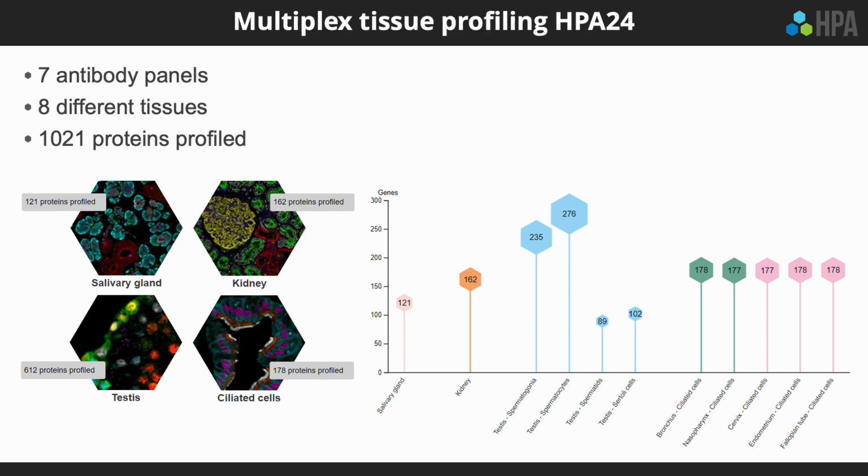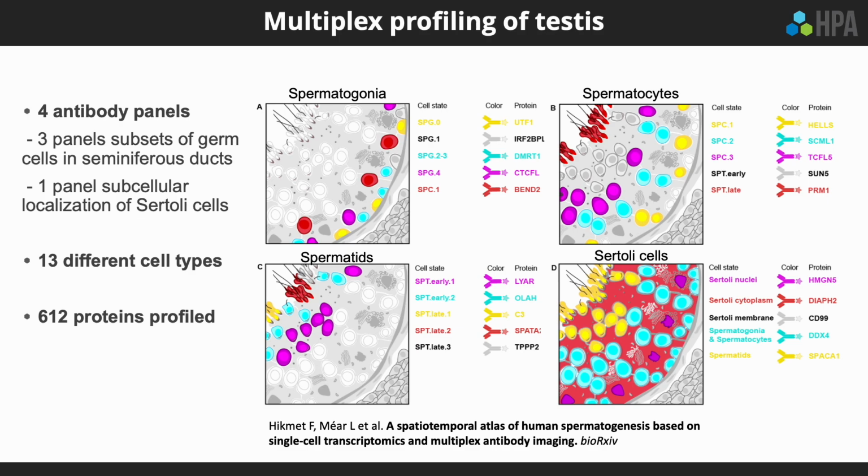The first one that we spent most time on is testes, because it's a very complicated organ with lots of cells that differentiate throughout spermatogenesis, and some of these cells are not possible to distinguish by the human eye. So here the antibody panels with multiplex really helped us to identify the protein expression in certain subsets of cells. So in total we looked at 13 different cell types and more than 600 proteins in testes.